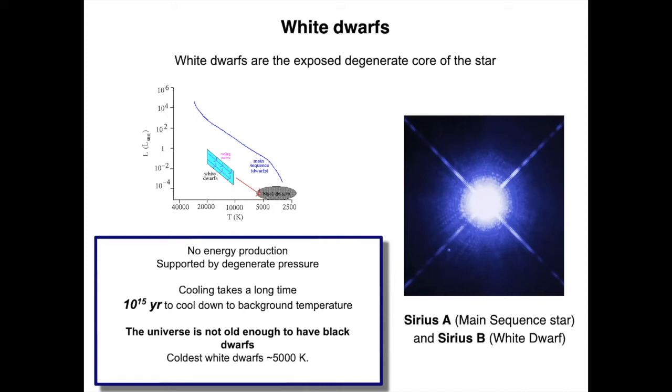So the universe is not old enough for a white dwarf to have cooled all the way down to the background temperature of the universe. The coldest white dwarfs known still have a temperature of about 5,000 Kelvin.